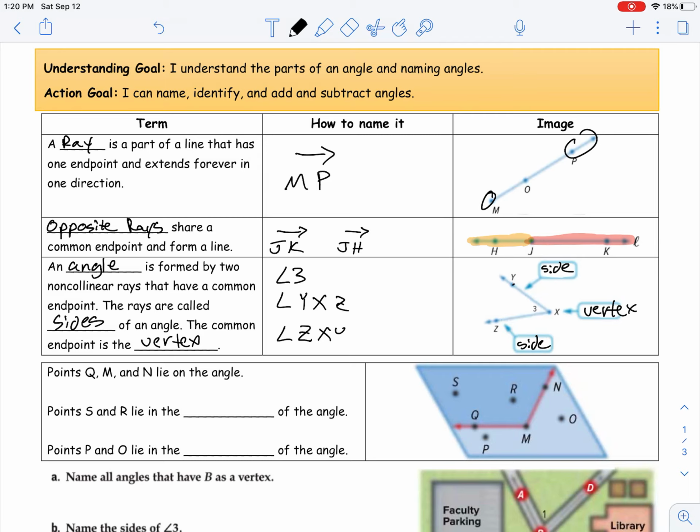Now I'm just going to quickly say what you can't do, and that is you cannot say it is XZY, because even though all of those points are on the angle, if I connect the dots here, so X to Z to Y, is that really the same angle? No, it's not. So, do not do that.